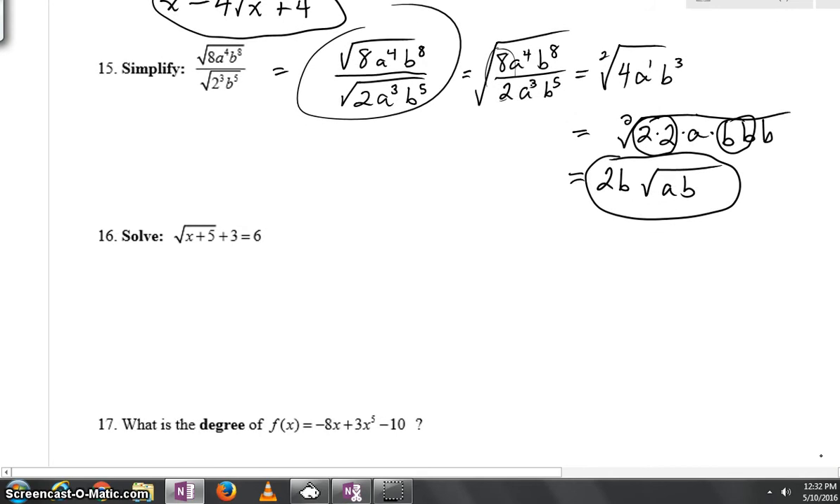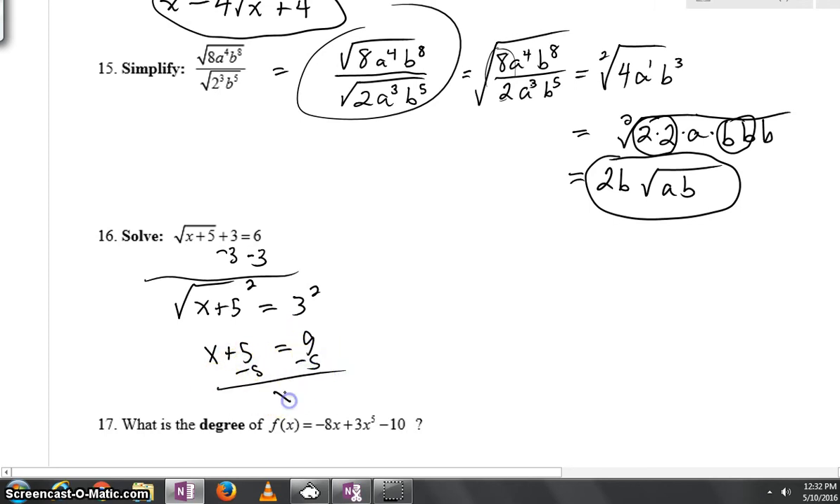Let's take a look at number 16 together. Number 16, we can subtract a 3 from both sides. Get that radical alone. We've got radical x plus 5 is equal to 3. When you want to get rid of a square root, however, you can square both sides. You'd be left with x plus 5 equals 9. Subtract a 5 and you'll get x equals 4.